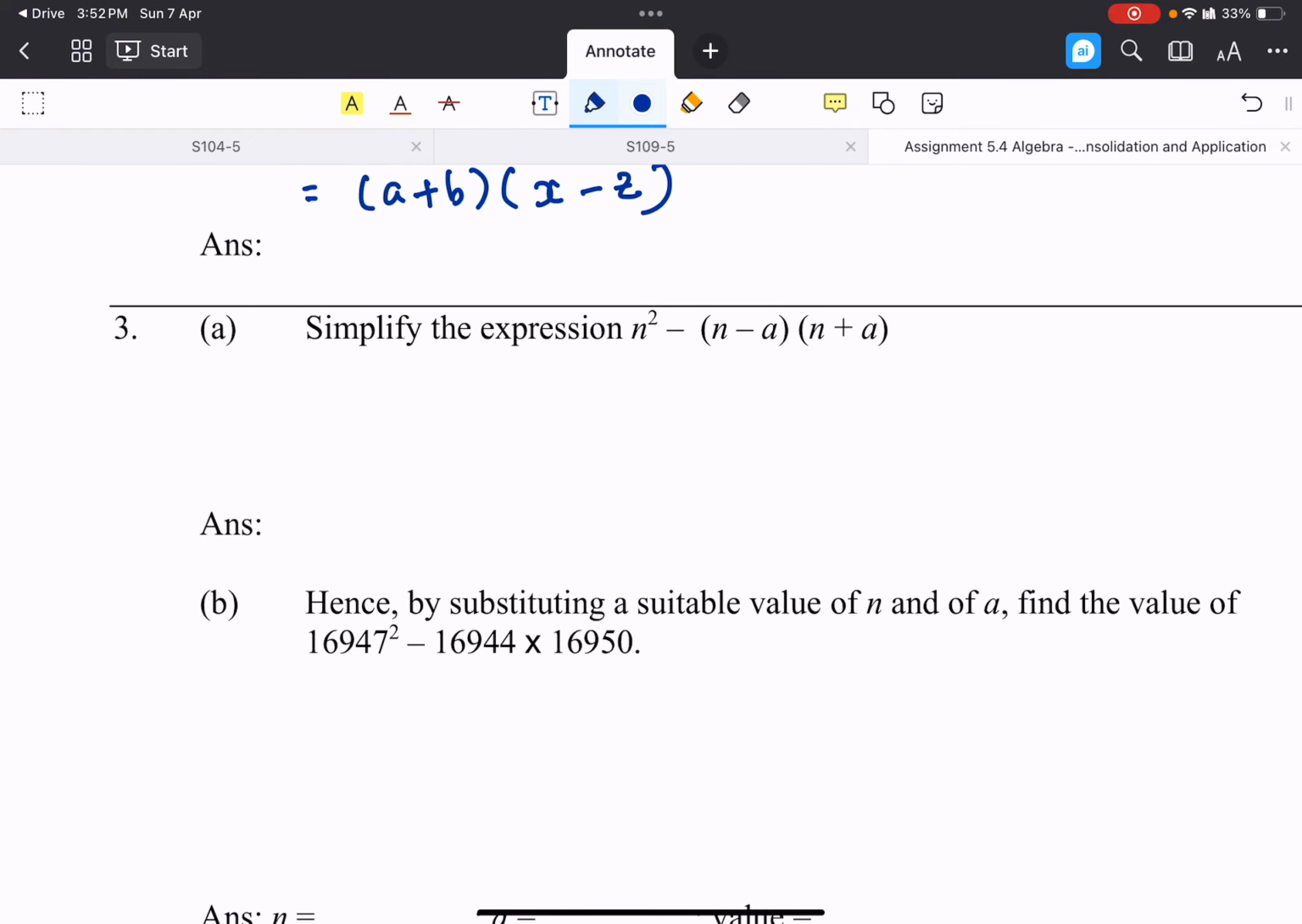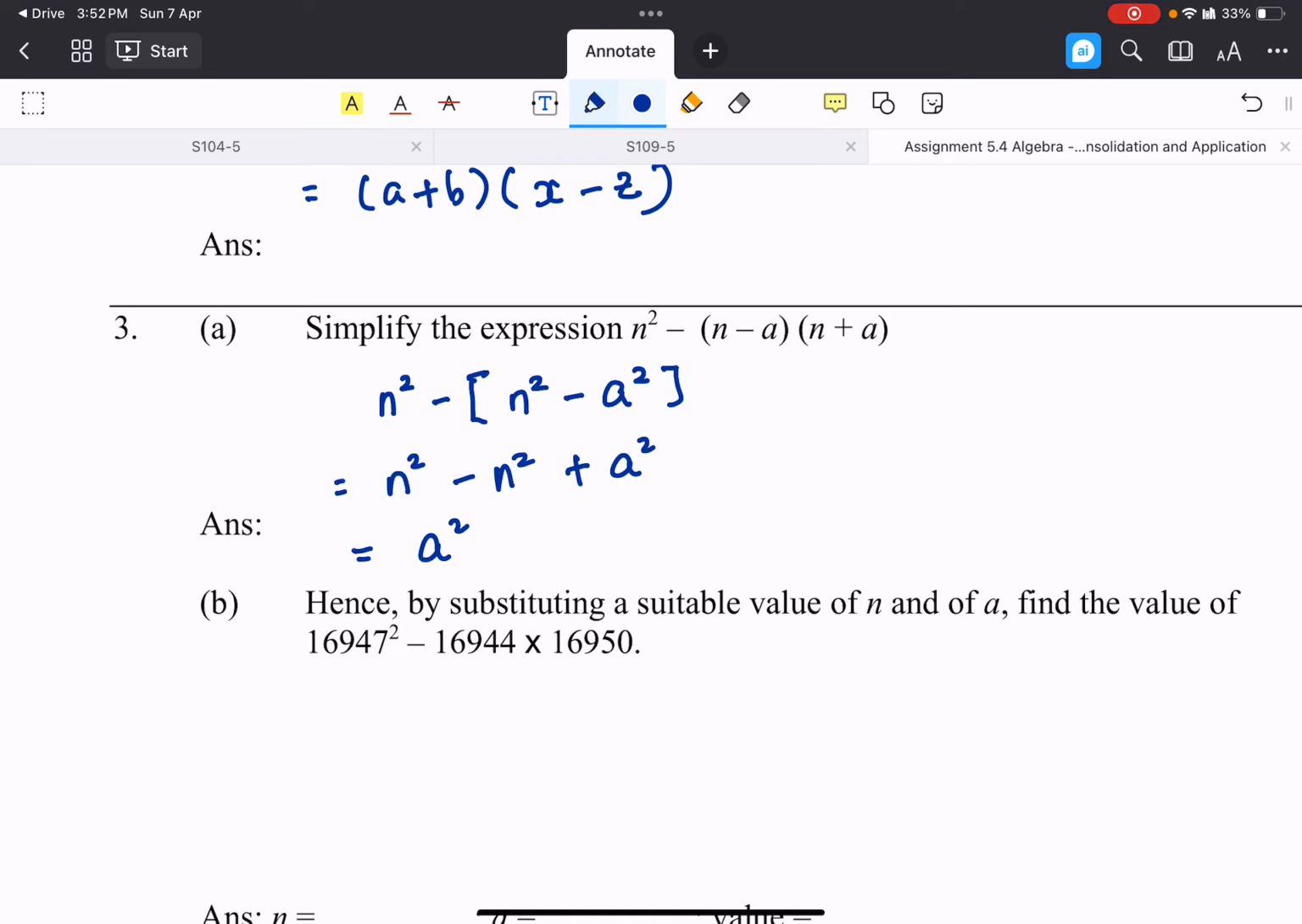Simplify the expression, this one, right? So what can we do here? There are, of course, a few different ways to do this. Okay, what I will do is that I will have n squared minus, now over here is a special identity, right? n minus a times n plus a is actually n squared minus a squared, right? So that will give us n squared minus n squared plus a squared, where the result is a squared.